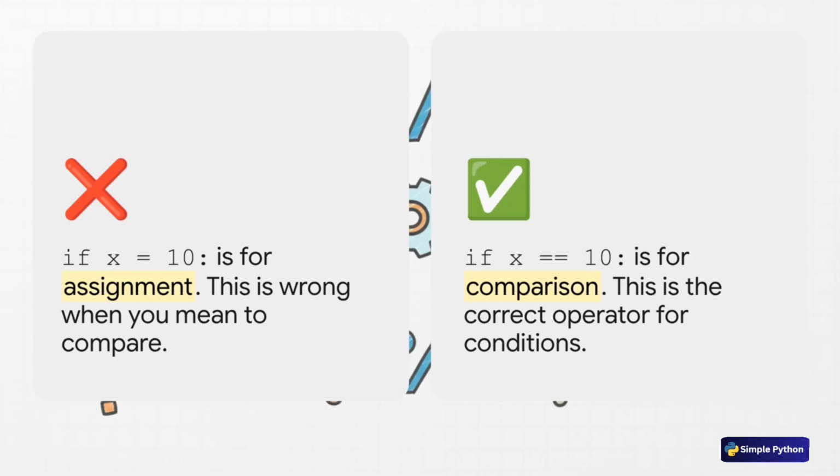And here it is, the single equal sign versus the double equal sign. Please, please, please burn this into your memory. A single equal sign, equals, is for assignment. It's a command. It's you telling Python, hey, make x equal to 10. But the double equals is for comparison. It's a question. It's you asking Python, is x currently equal to 10? Getting these two mixed up is probably the number one cause of bugs for new programmers.